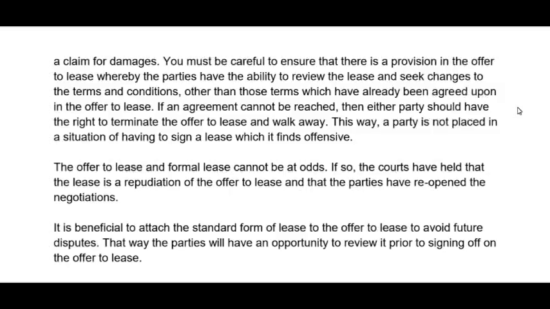If an agreement cannot be reached, then either party should have the right to terminate the offer to lease and walk away. This way, a party is not placed in a situation of having to sign a lease which it finds offensive. The offer to lease and formal lease cannot be at odds. If so, the courts have held that the lease is a repudiation of the offer to lease and that the parties have reopened the negotiations.